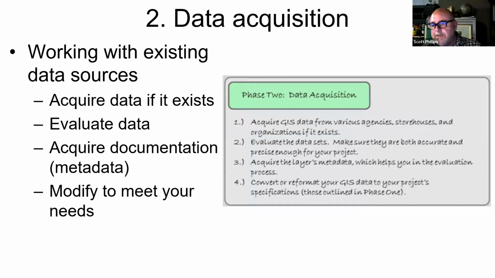Is it accurate enough? Is it precise enough? And we need to look at the attributes. Are the attributes useful? You need to look at the metadata, which is the documentation that comes with the data, to find out information on who created the data, what time period it covers, and so on and so forth. And in some cases, you may need to modify the data. Even if it is useful, you may still need to modify it to meet your needs.